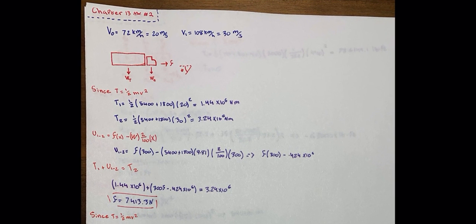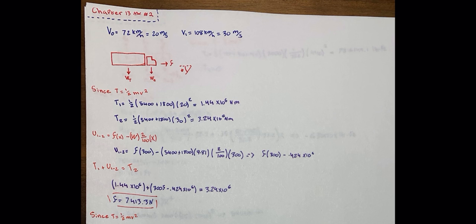All right, number 2. A truck enters a 2% uphill grade at 72 kilometers an hour, and it reaches a speed of 108 kilometers an hour in 30 meters. We're supposed to find the average force on the wheels of the cab and the average force coupling between the cab and the trailer.